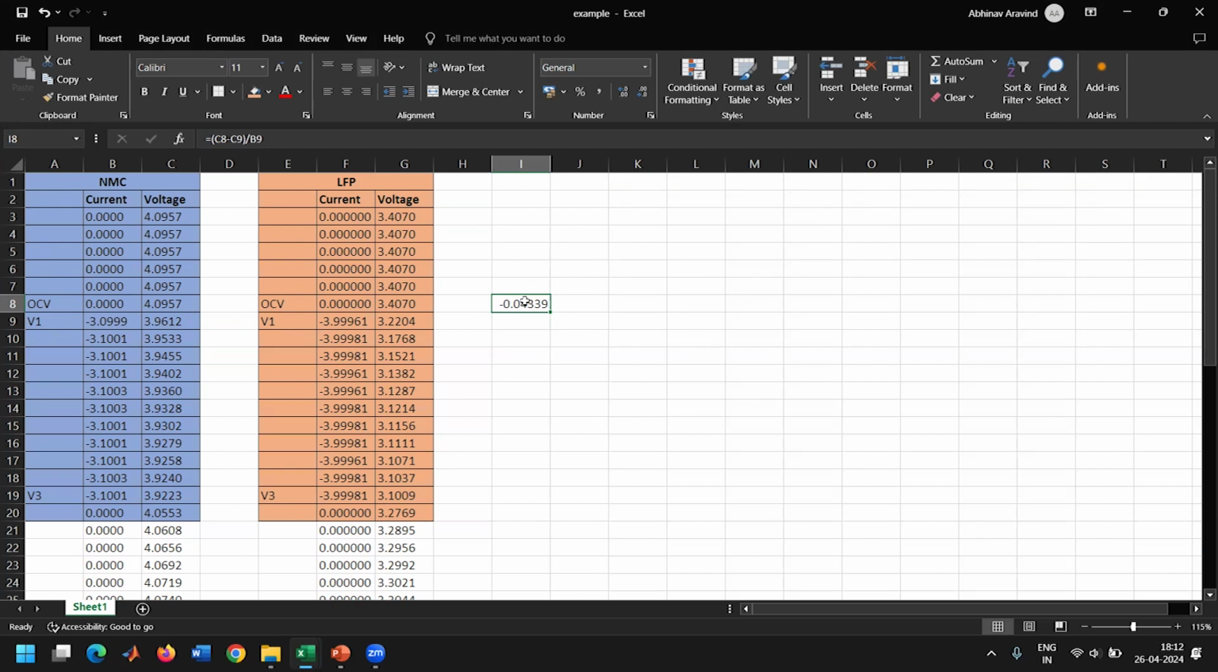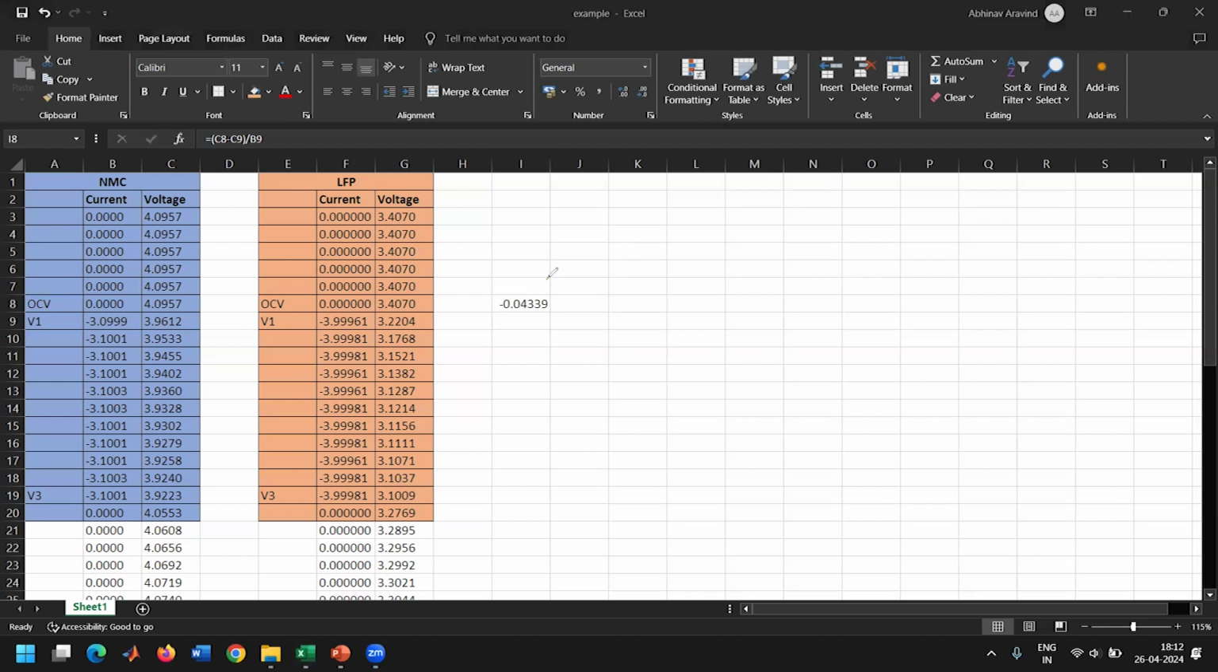Keep in mind that this value is not supposed to be negative. It is showing that because the current value has been shown as negative here, but actually it is just a face value. It is supposed to be positive. So simply explained, the value here is 0.043 ohms. Okay, so this is at a particular SOC, say, for example, 100% SOC.